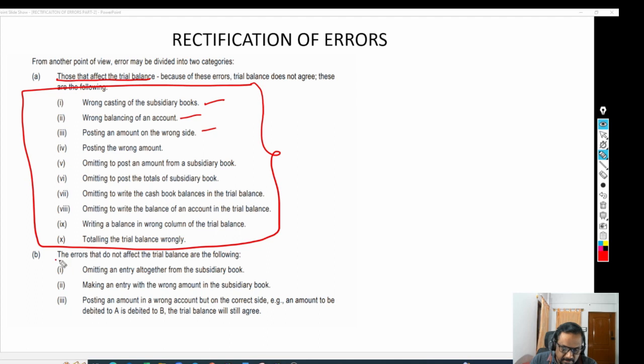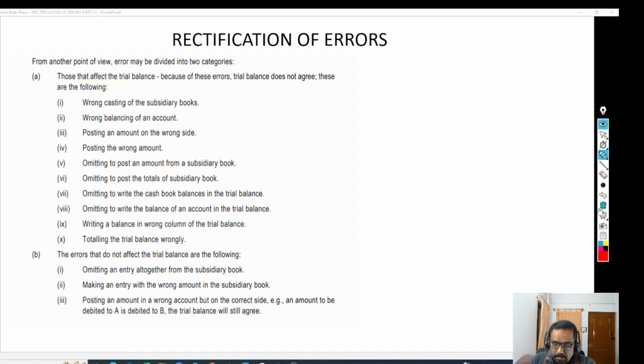The next case is the errors that do not affect the trial balance. These 3 errors mentioned here are not going to impact the trial balance. Anyway, we are going to learn that aspect as well. Now, let us go ahead one by one. This video might take some more time because I need to give an example with a journal entry, with an example of subsidiary book. Please bear with me because this is very important. If you know how this is going to impact, it will be easy for you to learn.